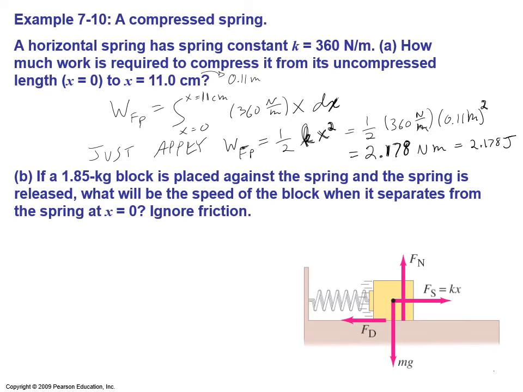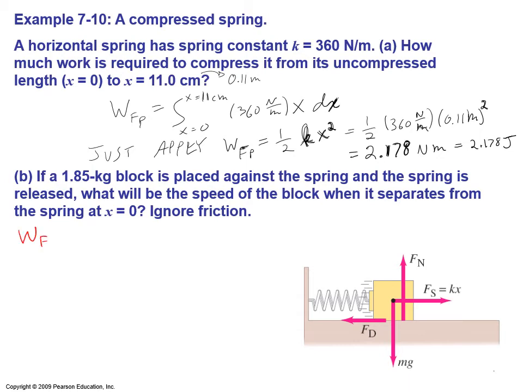So if a 1.5 kilogram block is then placed up against the spring and the spring is released, what will be the speed of the block when it separates from the spring at x equals 0? Now, in part A, we were loading the spring. We were doing work on the spring with our hand. Now in part B, it's the spring's turn to do positive work on something else. Now the thing is loaded.